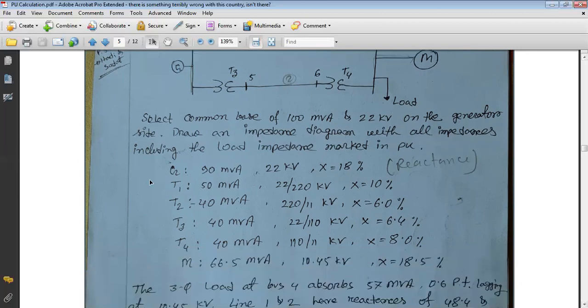In this question, the per unit reactance values of all devices are given here. That is a generator, transformers 1 to 4, and the motor. Their power rating, their voltage rating, and their reactance are given there. And this reactance is in percentage. It means that all these values are per unit based on this particular rating.